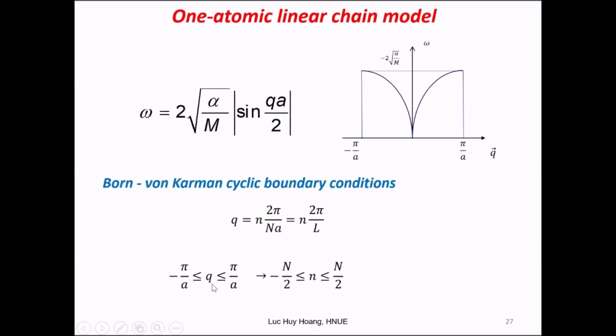So the Q now takes a value from here, with N from minus half to plus half of the N. Okay? So all this result we have from this discussion of the one-atomic linear chain model. Okay?